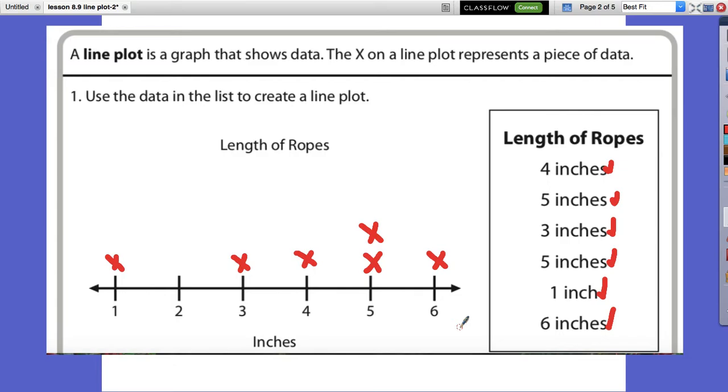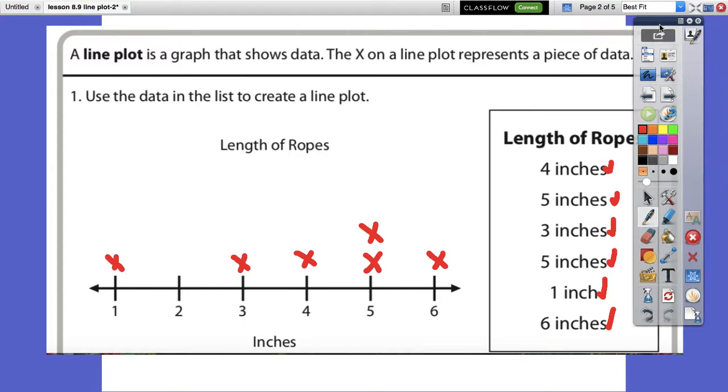Now when I look at this line plot, I can very easily answer questions. For example, if I asked you which piece of rope do we have the most of, you would say, oh, the one that's 5 inches long, we have 2 pieces of. And then I could say, well, which piece of rope has the longest inches? And you would look on here and you would be able to answer with 6. All right, let's keep practicing and try doing another one with more information.